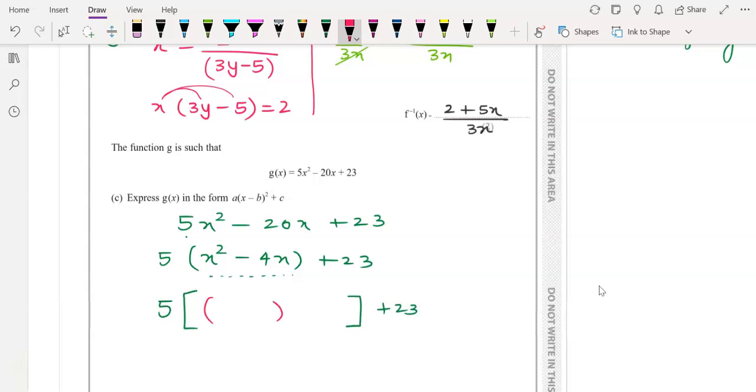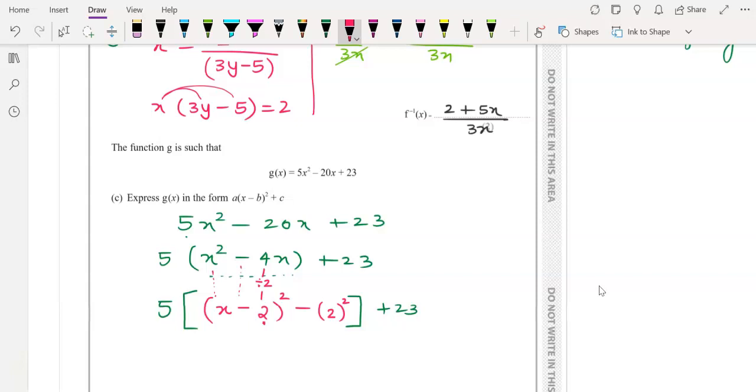Now your bracket x square minus 4x, to complete the square, follow the steps. Step 2, bracket whole square minus whole square. Your x square will become x, minus sign stays same. Whatever the coefficient of x, we will always divide it by 2. So 4 divided by 2 is 2. Same 2 right here.